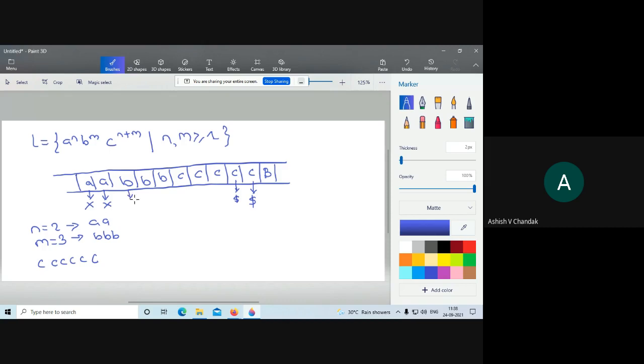Then for C, dollar. Then again for B, again for C, and again for B. So this is how you will ensure it. If there is no B or A left, then we can stop, right? So this is how we have to solve the problem.